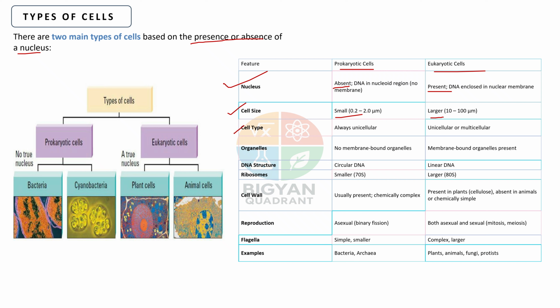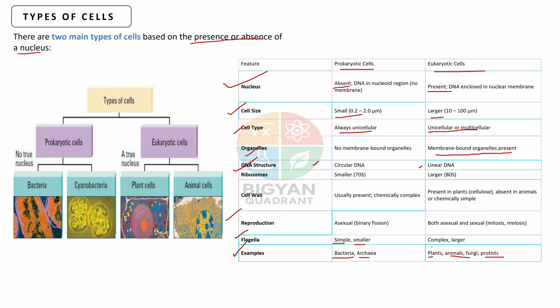Cell type: prokaryotic is always unicellular, while eukaryotic can be unicellular or sometimes multicellular. Organelles: no membrane-bound organelles in prokaryotes, while membrane-bound organelles are present in eukaryotes. DNA structure: DNA is circular in prokaryotes and linear in eukaryotes. For example, the prokaryotic cell is found in bacteria or archaea, and the eukaryotic cell is found in plants, animals, fungi, protists, etc. The flagella is simpler and smaller in prokaryotes, and complex and larger in eukaryotes.